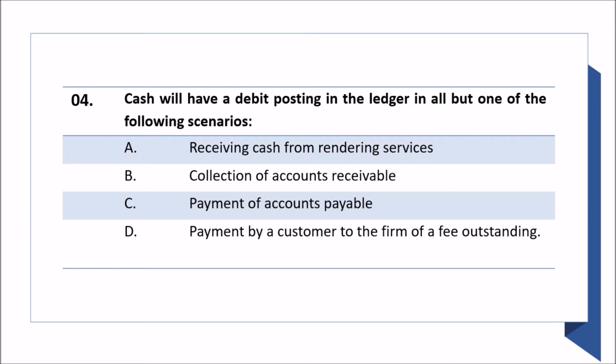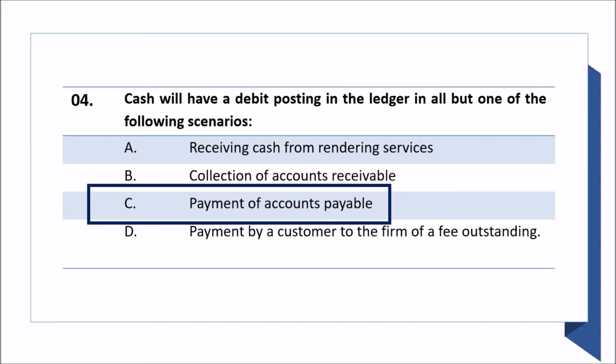The correct answer is, where will we have a debit posting in the ledger in these choices, and where will we not have it? The question is in all but one, which means where will we have a credit posting in the ledger for cash? The correct answer is C, payment of accounts payable. We're looking for the transaction which will have a credit posting of cash. Letter A, receiving cash from rendering services is debit cash, credit service revenue. Letter B, collection of accounts receivable is debit cash, credit accounts receivable.